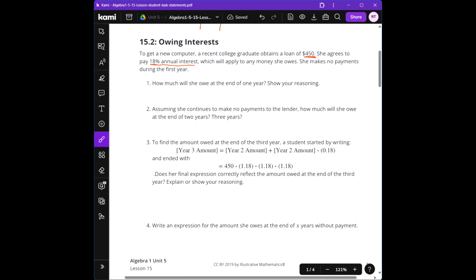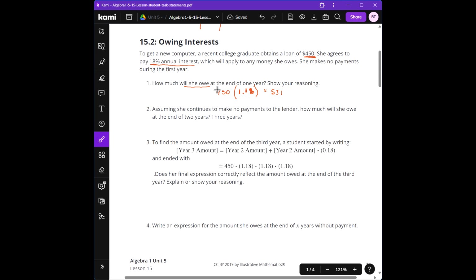Let's take a look at that. So what we're going to do here is take our 450, and not making any payments, we're going to multiply by 1.18. Remember the 450, the 1 here accounts for that 450, and the 18 here accounts for the 18% interest rate. So what we're going to have is $531.